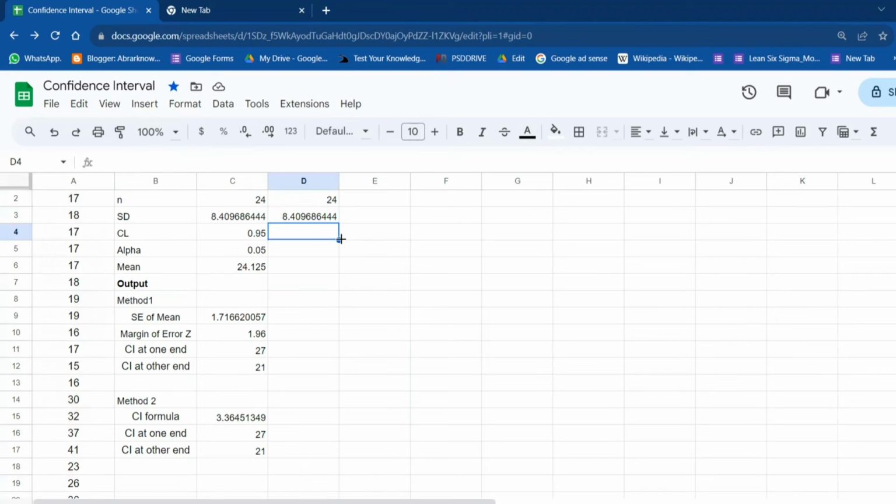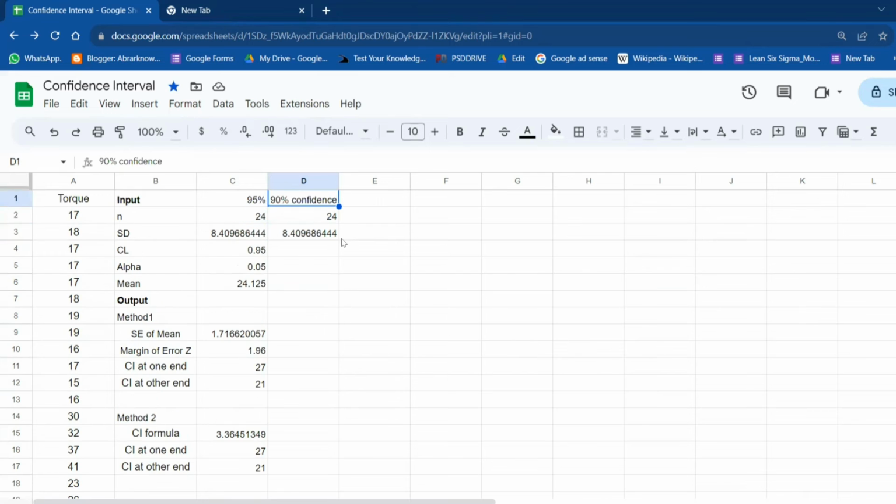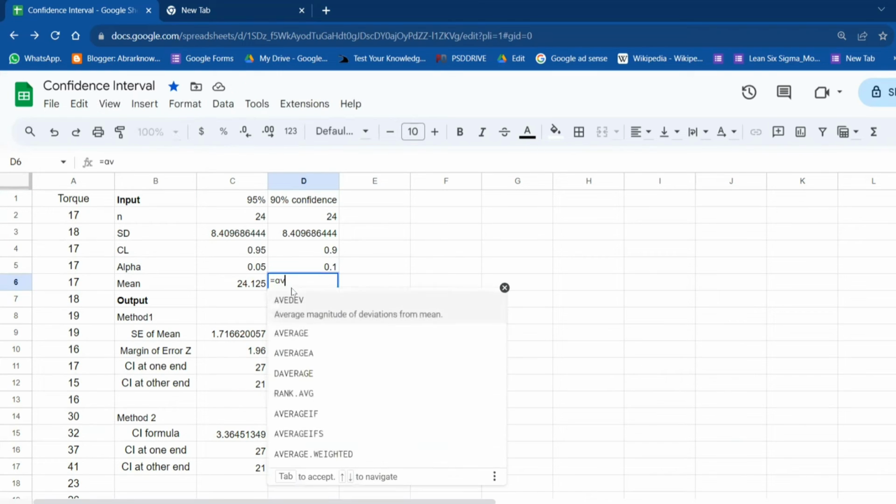Okay, same value. So confidence interval. Now we are talking about only 90 percentage confidence, right? When you say 90 percentage confidence, we're going to put only 0.9. So the alpha will be 1 minus this value. So that means 10 percentage. And mean is going to be the same. We'll take the average.